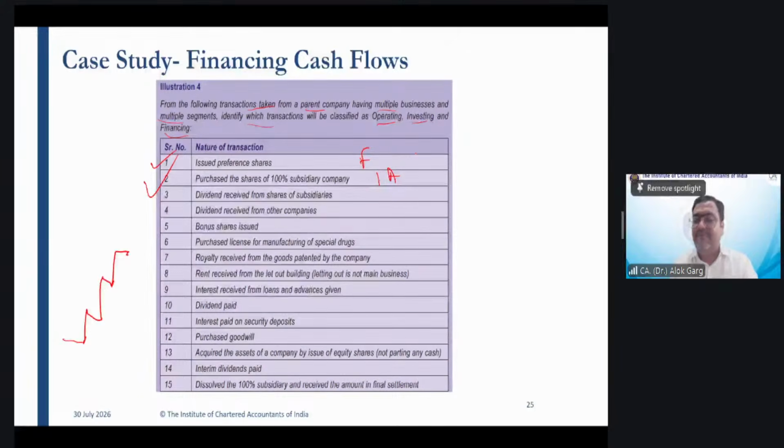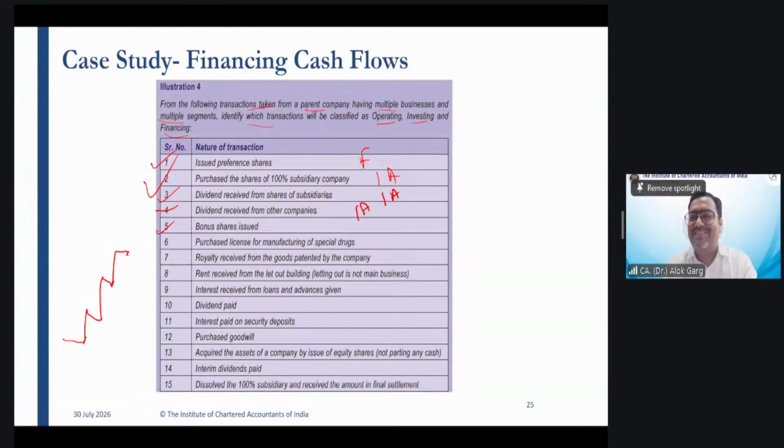Dividend received from shares of subsidiaries. Investing activity. Very good. Dividend received from other companies. This was from a subsidiary, now from other companies. It doesn't matter whether you invested in your own company or invested outside. Investing activity. Bonus share issued.